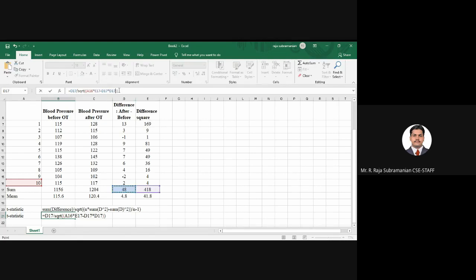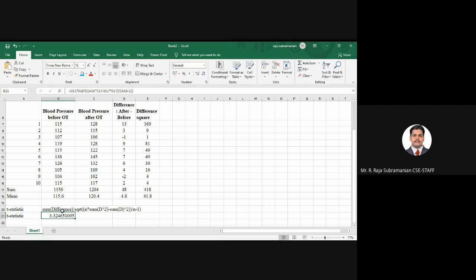Then it should be divided by the degrees of freedom, that is 10 minus 1, that is n minus 1. So that is the formula over here, right? I will post this Excel sheet in the Google Classroom, so that you can easily feed in any values, or if you increase the number of samples also. So this will actually give you the T statistic result, right?